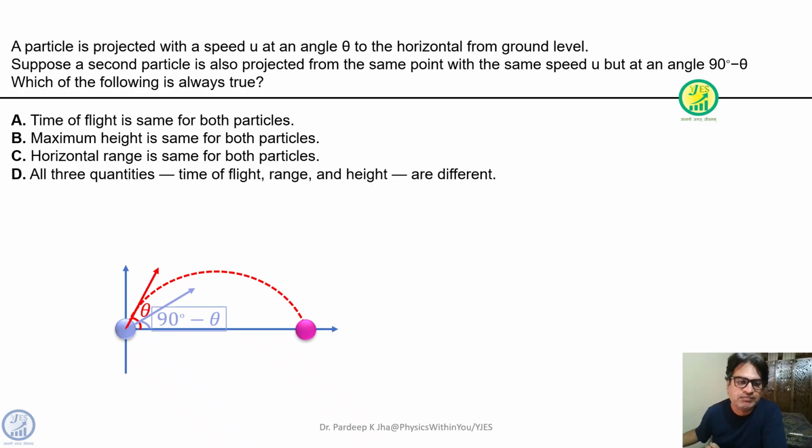Is the time of flight the same, or the maximum height the same, or the horizontal range the same, or are all three quantities different? So what is your answer? Let us visit this in the video.